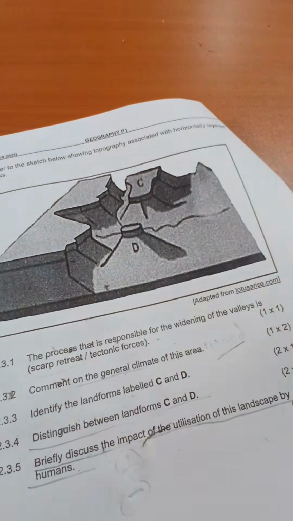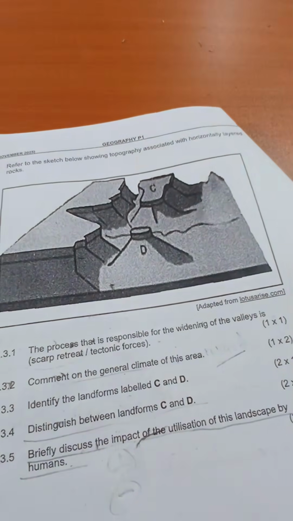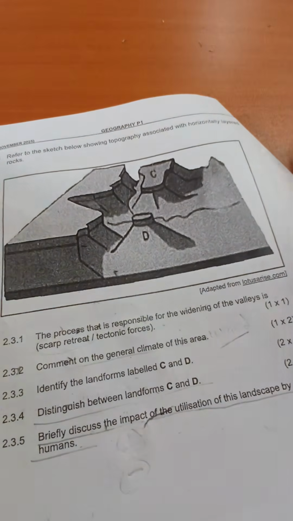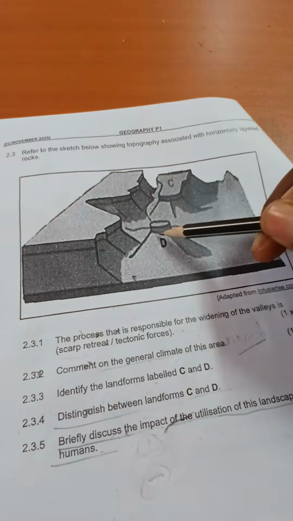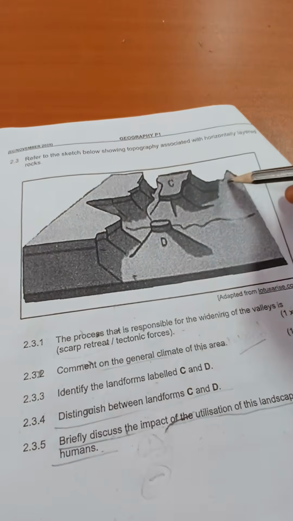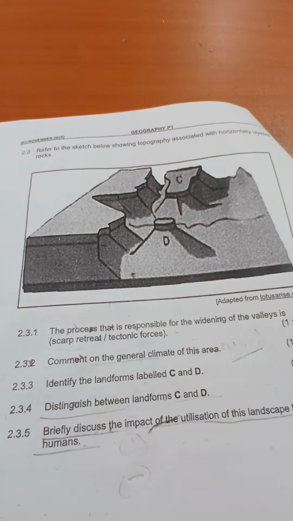Let's move on. The next one now. Refer to the sketch below showing topography associated with horizontally layered rocks. Let's analyze the diagram. You are seeing landforms C and D, which are your mesa and your butte. This is your conical hill. This is more like your plateau. You only have this on a Karoo landscape. So that's what should come to your mind.